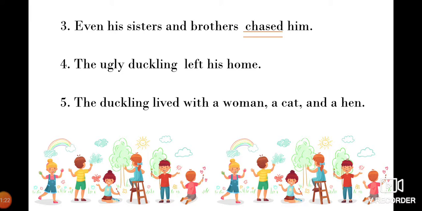Okay, one of the strategies for identifying the verb is that the majority of verbs in past end in ed. For example, chase. This one is a regular verb, and for that reason, at the end we write ed. So we identify in that form that it is a verb. Number 4, the ugly duckling left his home. In this case, the verb is left, and this one is the past tense of the verb leave. Number 5, the duckling lived with a woman, a cat, and a hen. In this case, the verb is lived.